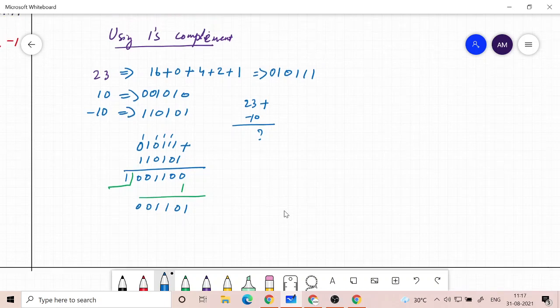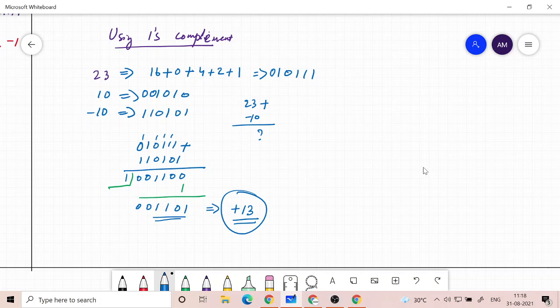Okay, so this is basically what? This is basically 13. This is basically plus 13. Okay, you have seen that, right? 8 plus 5.